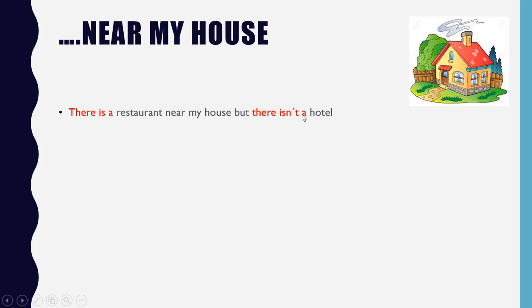And look at the second part of this sentence. There isn't. We have but, the linker, remember but, to contrast information. But there isn't a hotel. So this is the negative form of there is. There isn't a hotel for singular. So we use there is a for singular and there isn't, the negative form.